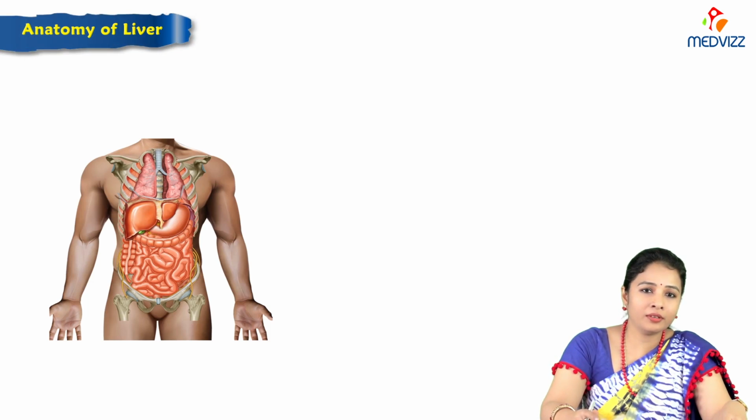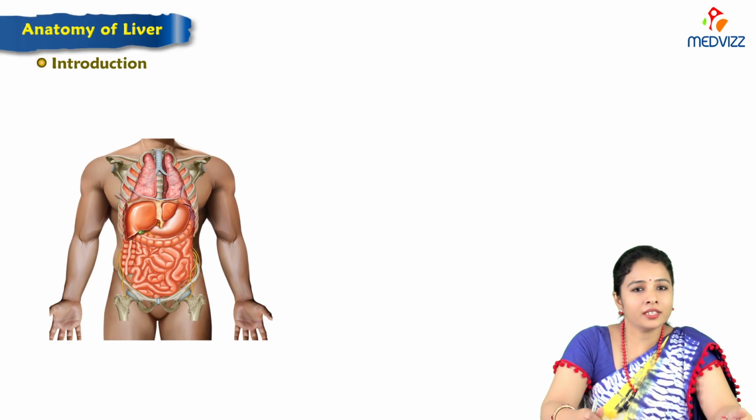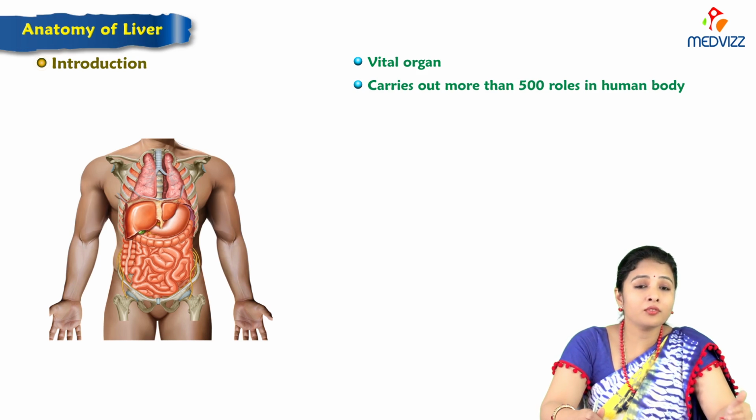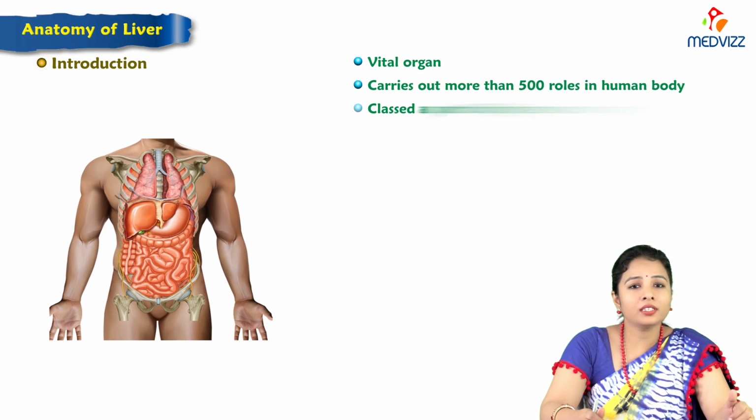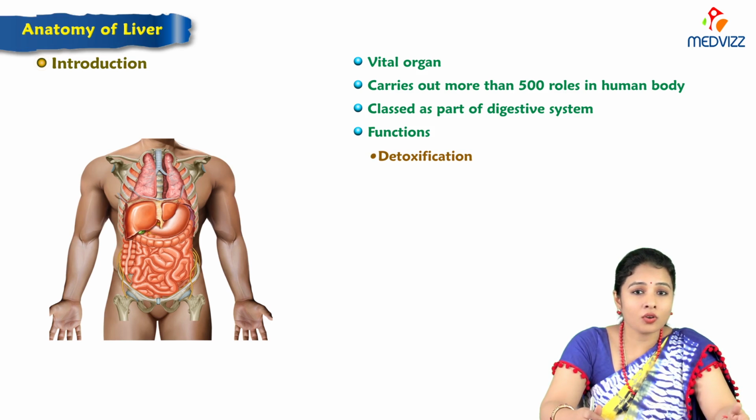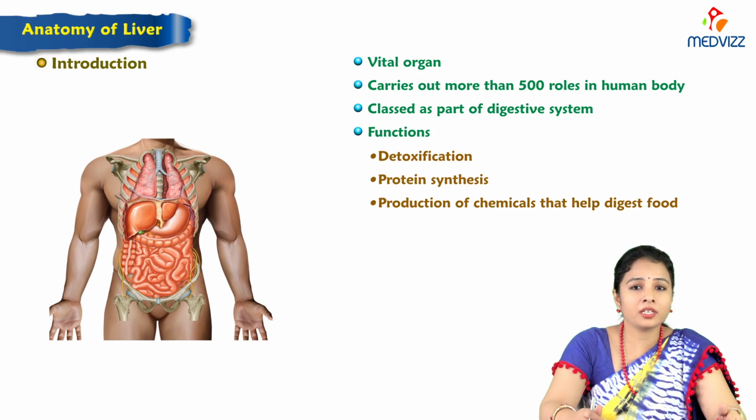Dear students, today's topic is anatomy of liver. So here is the liver in the abdominal cavity, where it is a vital organ which carries more than 500 roles in the human body. Liver is classed as part of digestive system. The role of the liver includes detoxification, protein synthesis, and production of chemicals that helps to digest food.